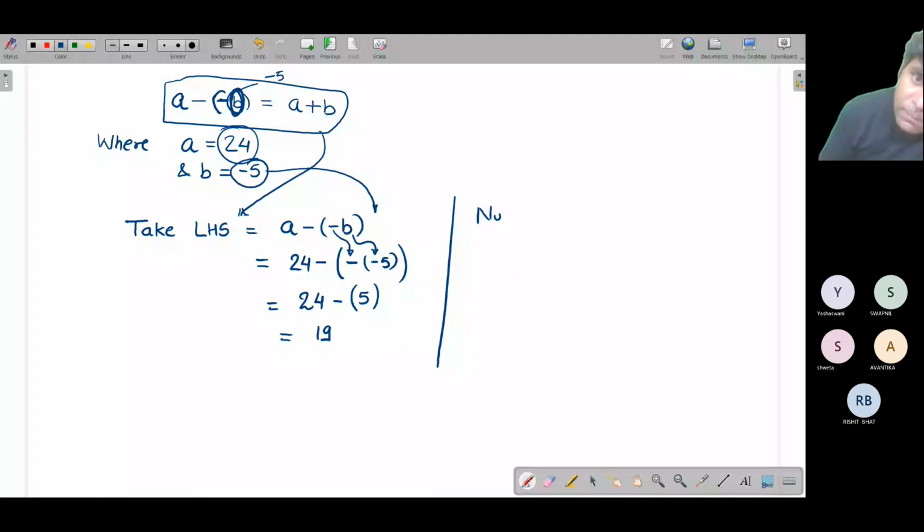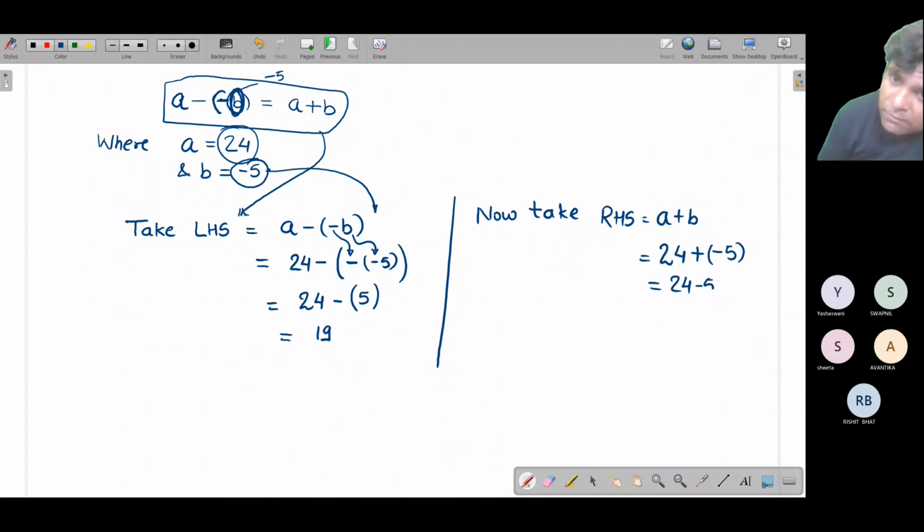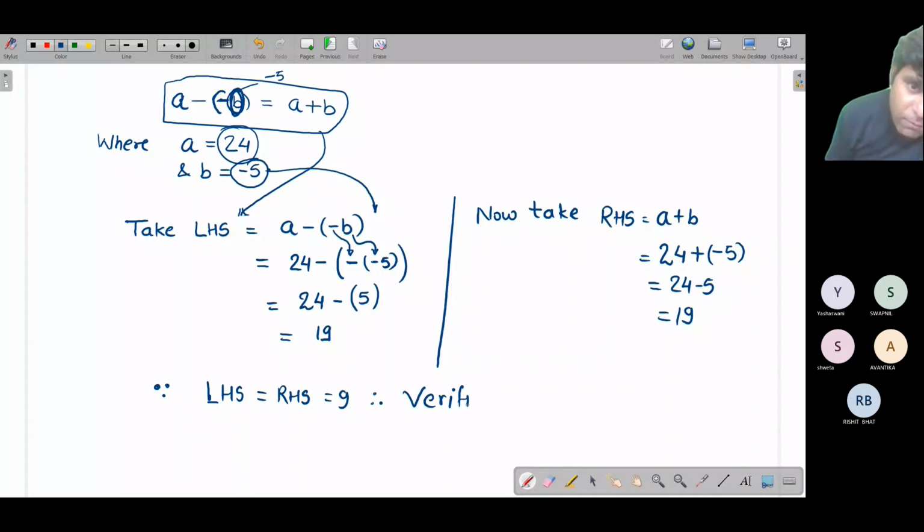Now take A plus B. That is the right hand side, which is A plus B. At the place of A, you have to write here 24. And at the place of B, what? They gave us -5. So we will substitute the value as -5. And again, plus minus becomes minus. So 24 minus 5, and we get 19. Since both LHS and RHS give you 19, they are verified.